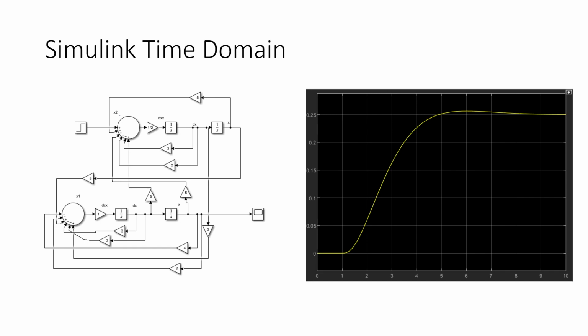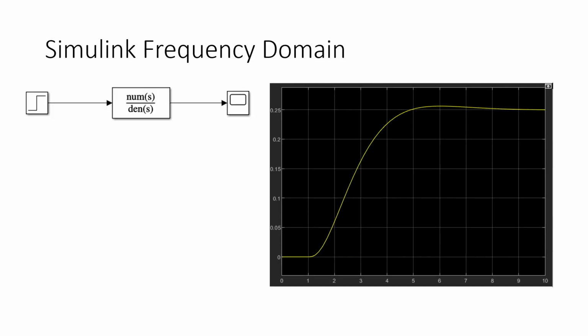The output of this function is also seen on the right with this graph, and if you will notice, it is the exact same graph. The same thing can also be done in the frequency domain with Simulink. This is also a lot simpler than the previous one in the time domain.